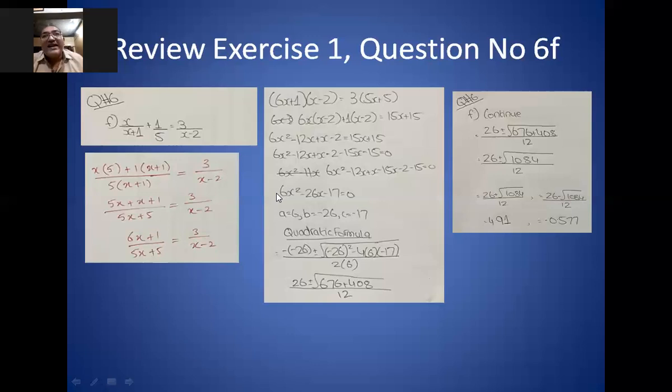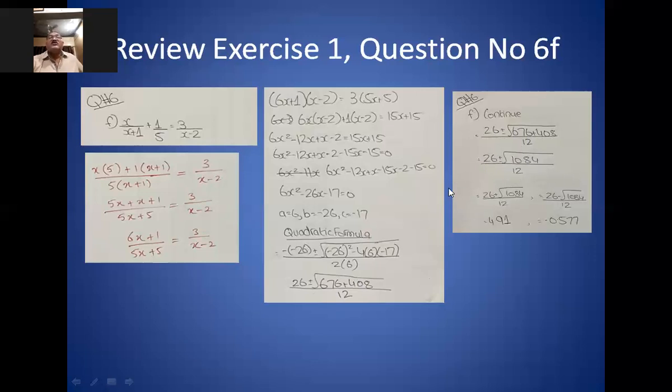Substitute the values of a, b and c. So you can see here: it will be minus (minus 26) plus minus under root (minus 26) squared minus 4 into 6 into 17, divided by 2 into the a value 6. So you will have plus 26 plus minus under root, minus 26 whole squared is 676, plus, minus minus will be plus, and you multiply 4 with 6 with 17, you get 408, divided by 12. So you will have 26 plus minus under root 676 plus 408, divided by 12. So 26 plus minus under root 1084, the whole thing divided by 12.